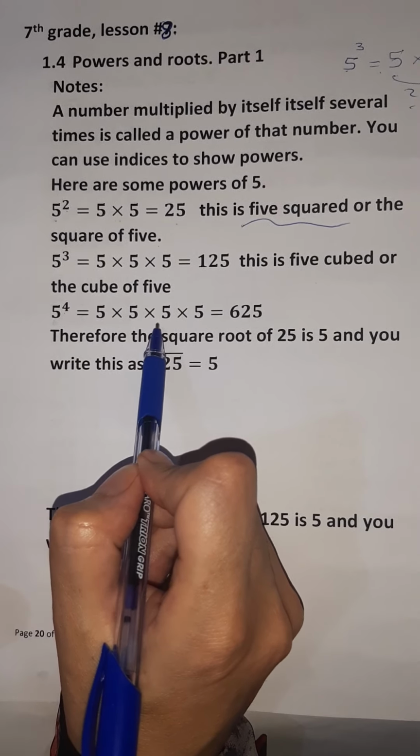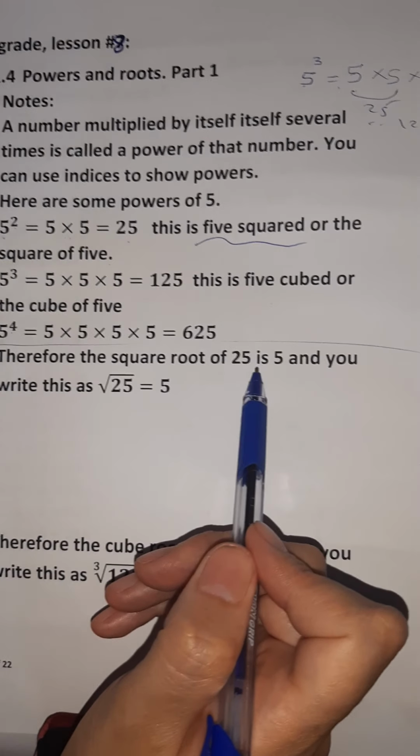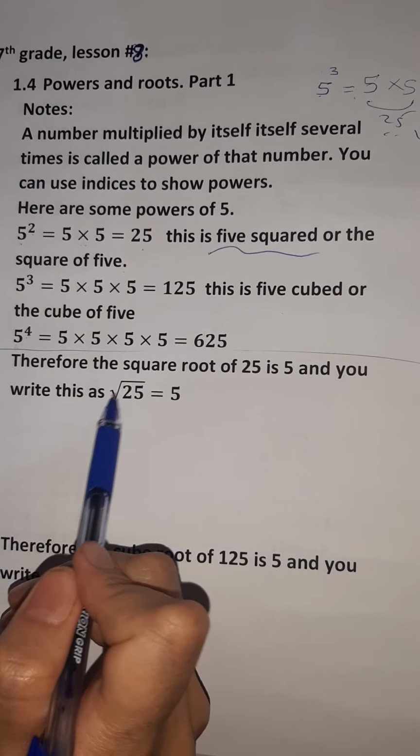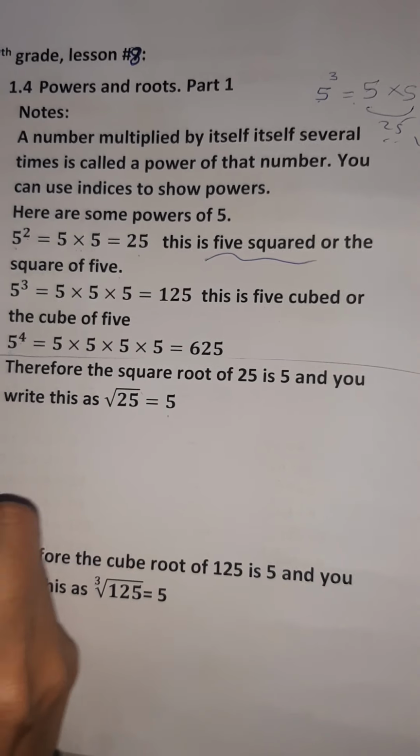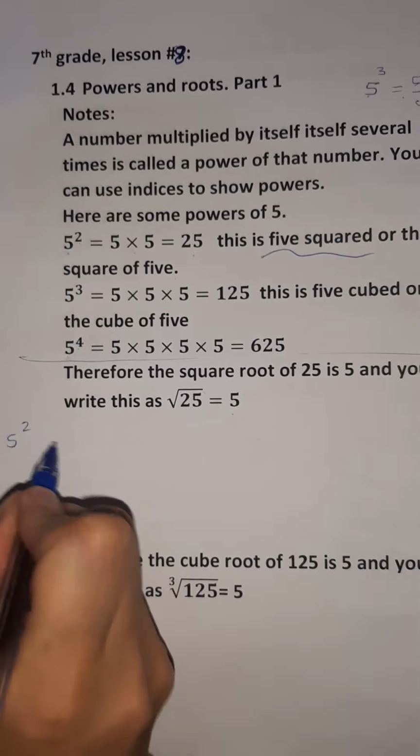Now, the square root of 25 is 5, and you write this as the square root of 25 is 5. Again, here we have 5 squared. 5 times 5 equals 25.